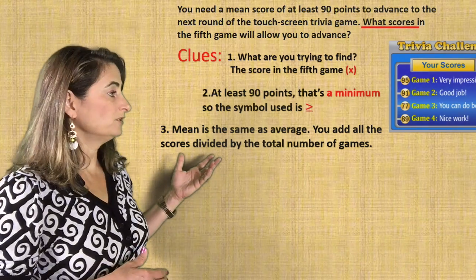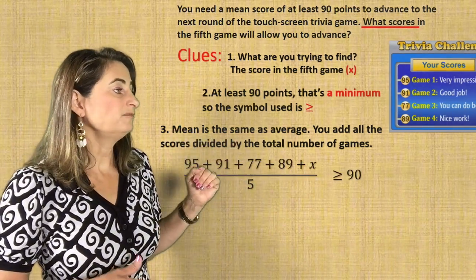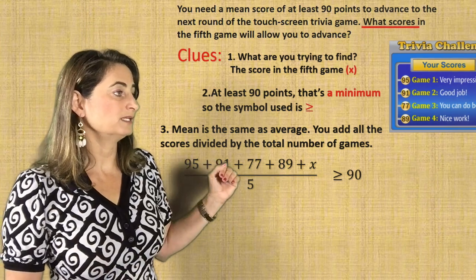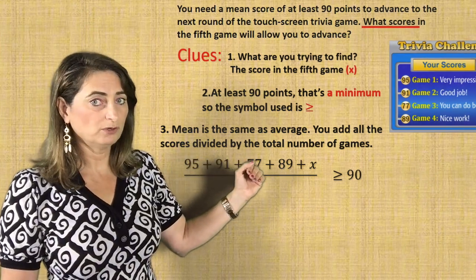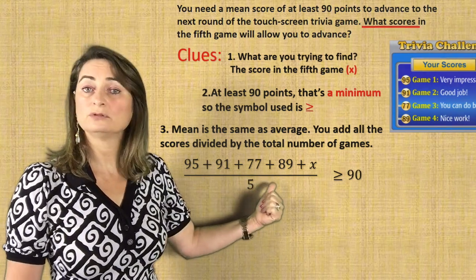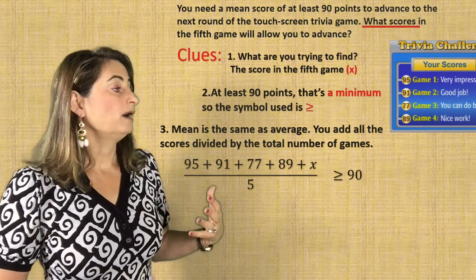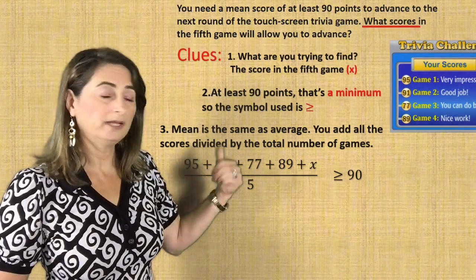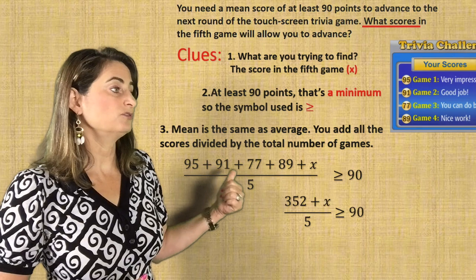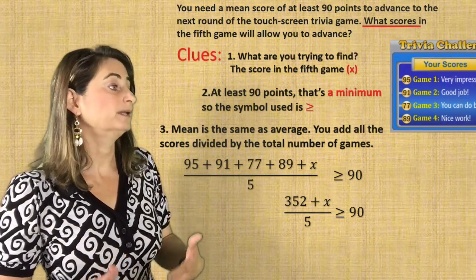So write the inequality by adding all the games, 95 plus 91 plus 77 plus 89 plus X, which is the one we don't know, the 5th game, divided by the total number of games you played, which is 5, greater than or equal to 90. Now, combine like terms, so add up all the numbers in the numerator. That gives you 352 plus X divided by 5 is greater than or equal to 90.